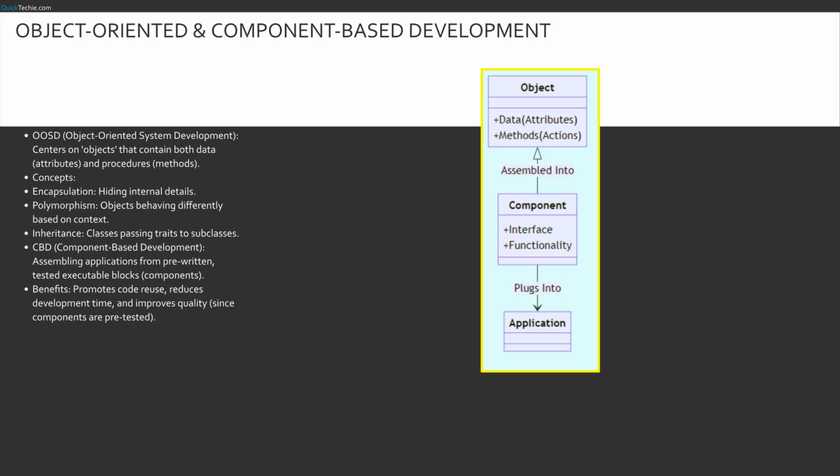Here we see the relationship. An object contains data and methods. Multiple objects can be built into a component, which has a clean interface. You then plug these components directly into your application. The diagram shows the progression from granular code objects to reusable building blocks that construct the final system.